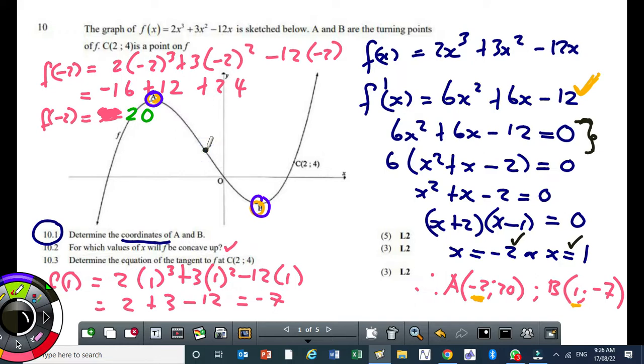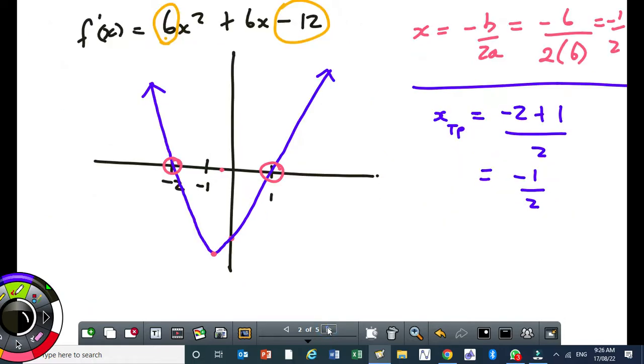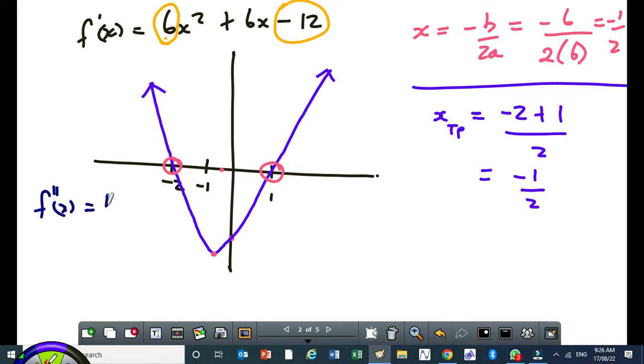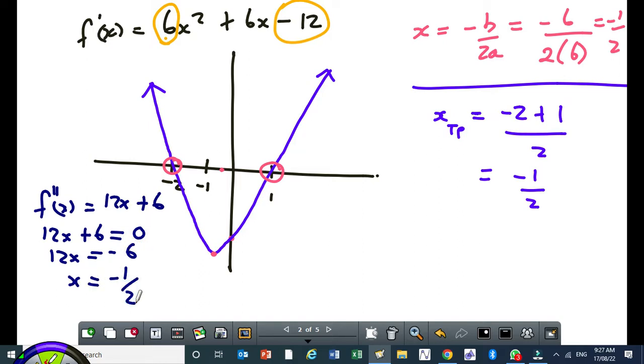Okay? So we find the second derivative. Let's get that second derivative. Your second derivative is going to be 12x plus 6. Now remember, when you're finding the value of x at the point of inflection, you have to equate the second derivative to 0. So 12x plus 6 is equal to 0. Then we solve this, so you get x equal to minus a half.